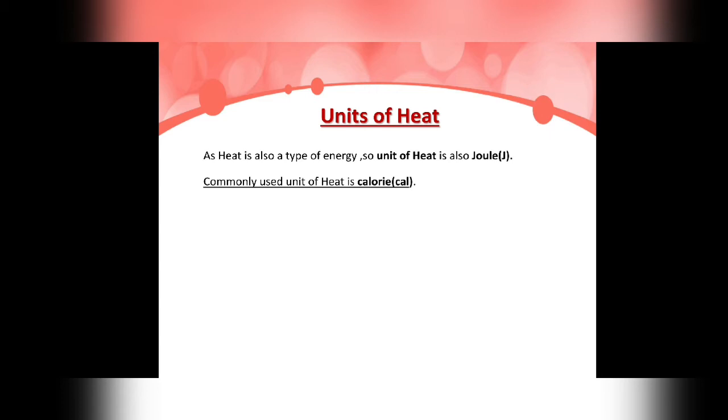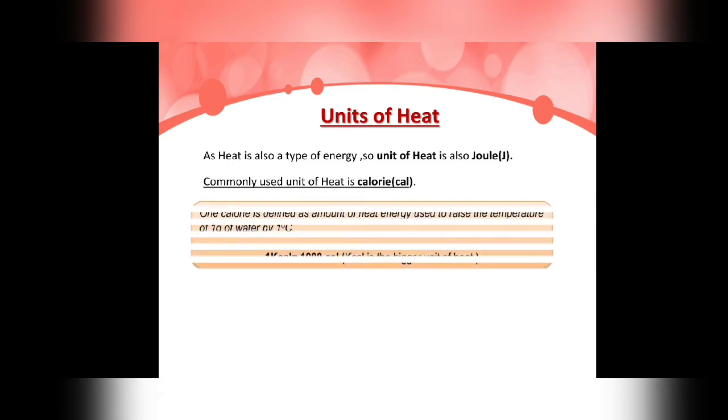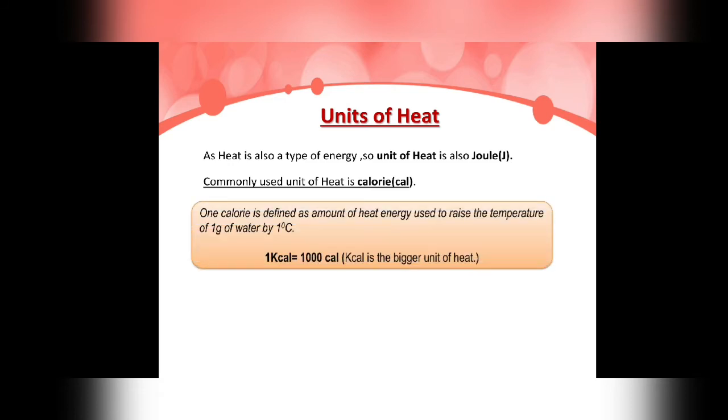Calorie is the amount of heat that is produced in our body because of the food that we eat. That is why on food items the term calorie is written. It is the commercially used, or we can say commonly used, unit of heat. Now, 1 calorie is defined as the amount of heat energy used to raise the temperature of 1 gram of water by 1 degree Celsius.